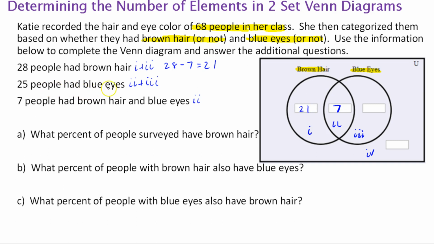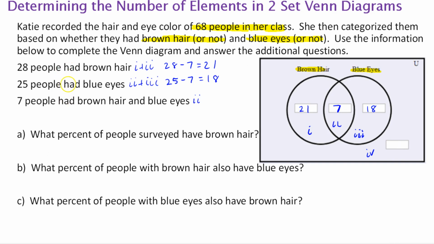And here, 25 people have blue eyes. Well, that's going to be the 25 minus the 7 that also have brown hair. And that gives us 18. So we found these 3 disjoint pieces. Now we have to find the piece on the outside, which is not brown hair and not blue eyes.